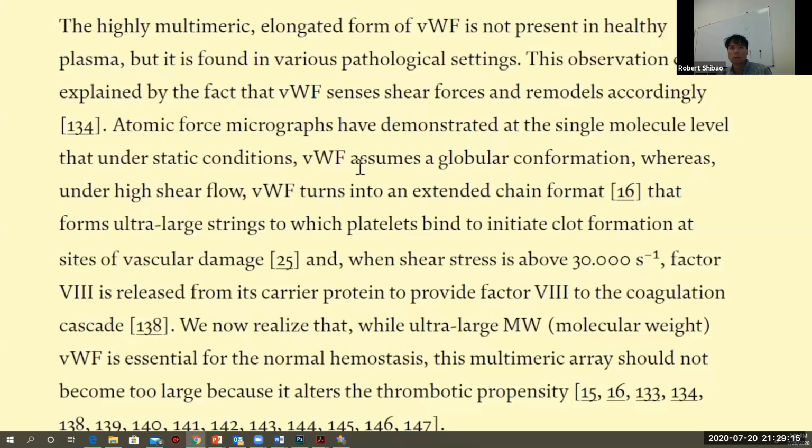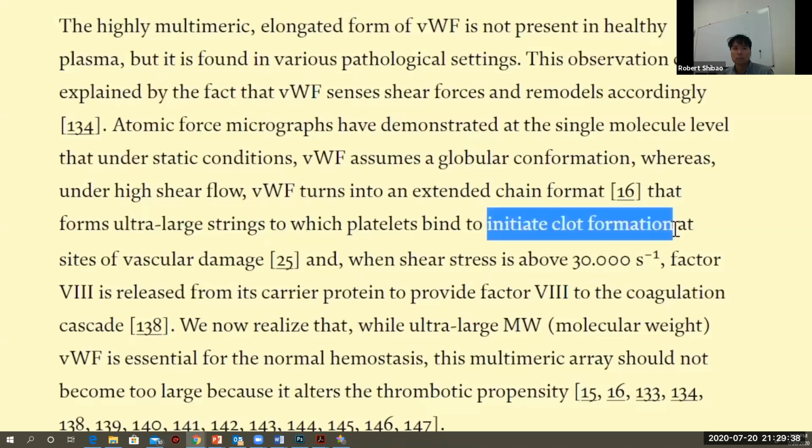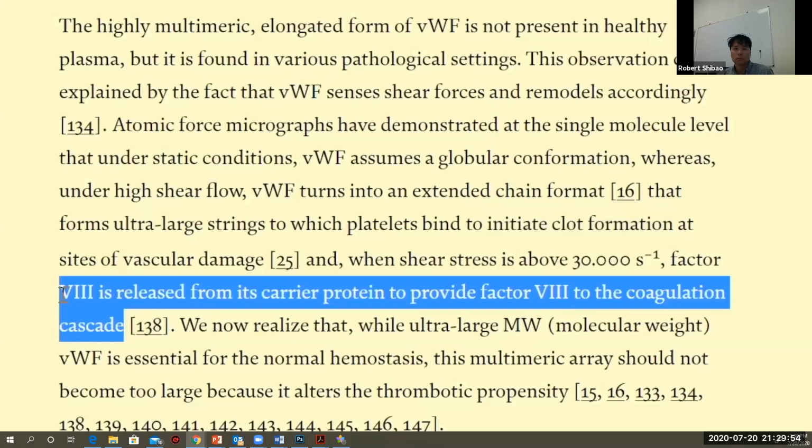Atomic force micrographs have demonstrated at the single molecule level that under static conditions, von Willebrand factor assumes a globular conformation, whereas under high shear flow, von Willebrand factor turns into an extended chain format that forms ultra-large strings to which platelets can bind and initiate clot formation. This is what we're seeing in COVID-19 at sites of vascular damage and when shear stress is above 30,000 per second. Factor 8 is released from its carrier protein to provide factor 8 to the coagulation cascade. This is exactly what we saw in the article that described the COVID-19 patient.